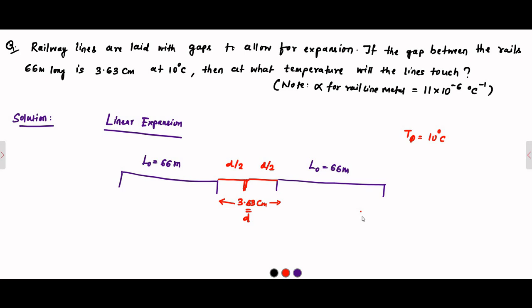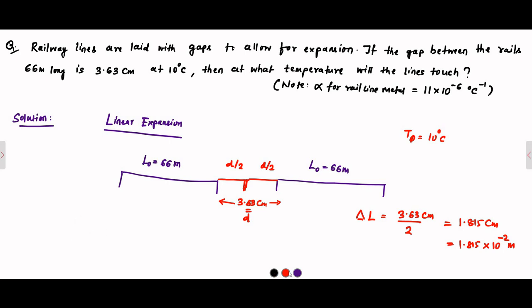So the increase in the length of the rail which is required is equal to 3.63 centimeter by 2, which is equal to 1.815 centimeter, or 1.815 into 10 to the power minus 2 meters. Because everything is in meter, it's better that we convert it into meter. So here the change in length that we require is this.